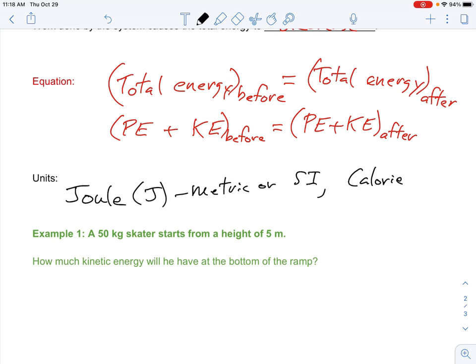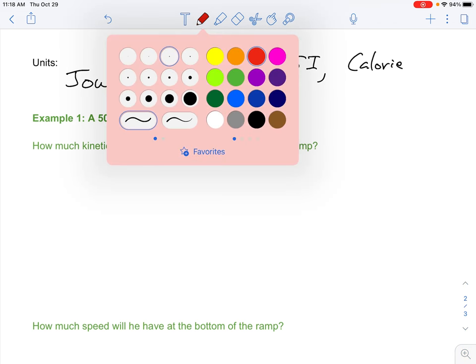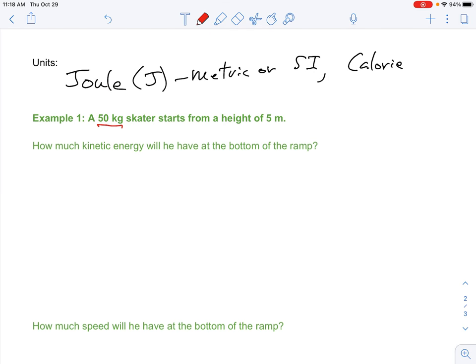Let's take a look at example 1. A 50-kilogram skater starts from a height of 5 meters. How much kinetic energy will he have at the bottom of the ramp? So let's just underline some information that might be relevant here. So we have 50-kilogram skater, and we can recognize that that's his mass, and the height of 5 meters. Okay, so we're being asked to find how much kinetic energy will he have at the bottom.